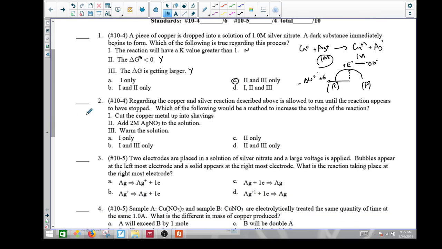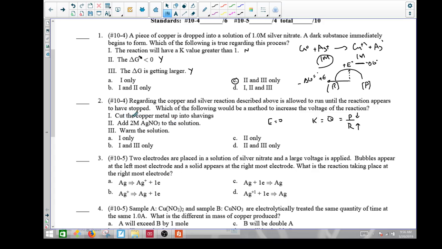All right. Regarding the copper and silver reaction described above, we allow it to run until the reaction appears to have stopped. Which of the following methods would be used to increase the voltage and then run again? If it's stopped, my electric potential equals 0, because my Q now equals my K. My ratio of products and reactants is at an end point, or equilibrium point. So I need to crank up my reactant concentrations, or reduce the product concentration, to ramp the voltage back up and get it running again.